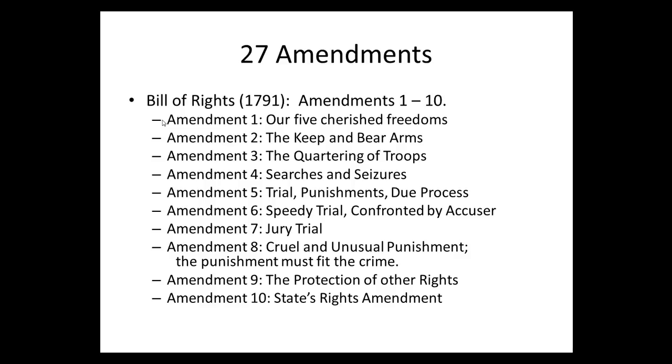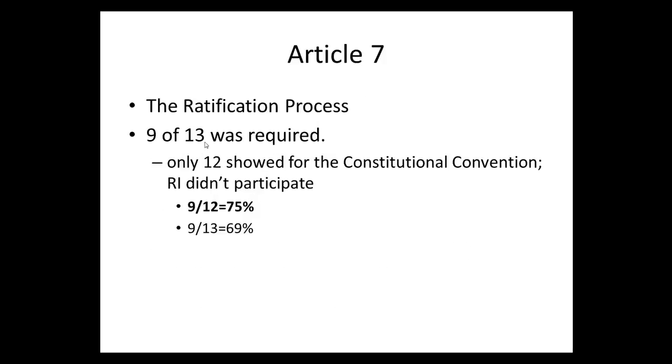Here's a little summation of your first 10 amendments, the Bill of Rights, and you can refer back to that. I mean, the First Amendment, my gosh, there's 5 freedoms protected, actually 6, but 2 of them have to do with religion. And Amendments 11 through 27, another day.